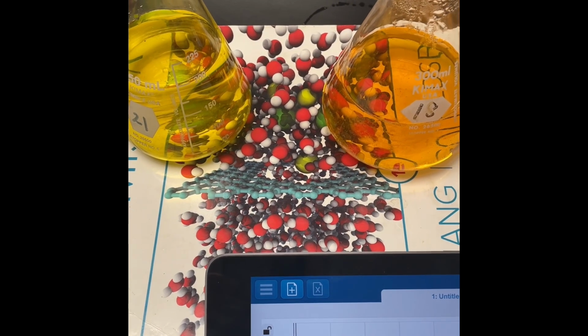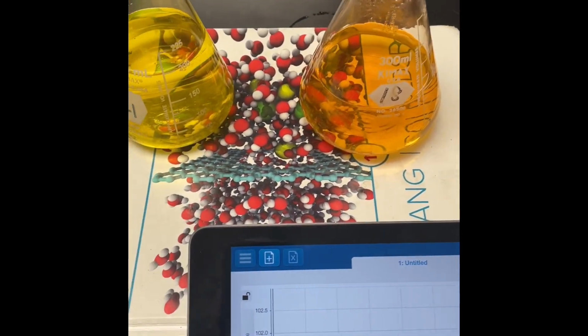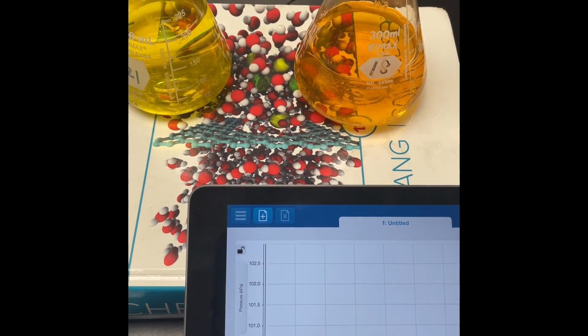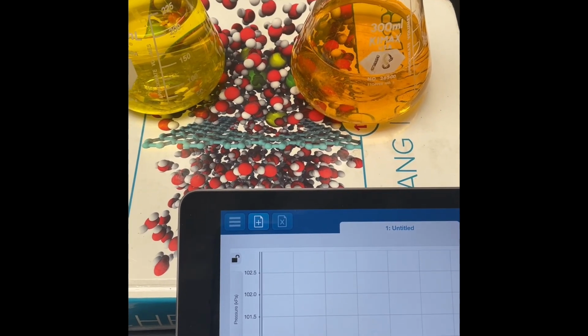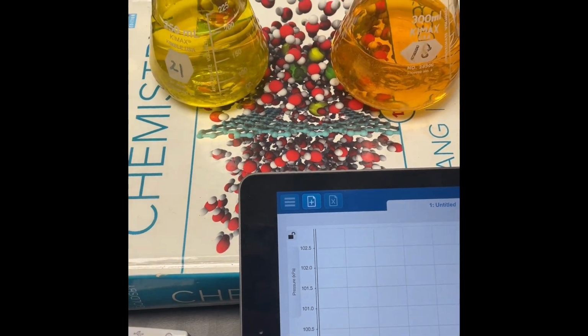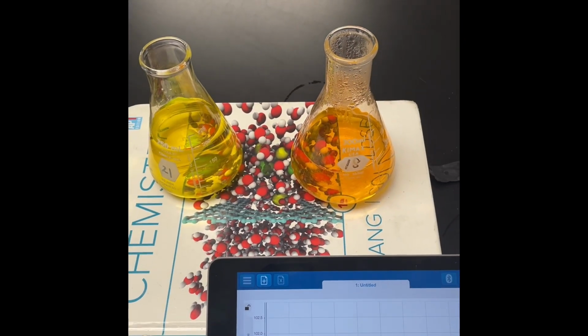Let's get a little insight into our boiling through cooling process here. First of all, we need to talk a little bit about pressure. So gases exert a pressure on surfaces, and a common example would be to blow up a balloon.